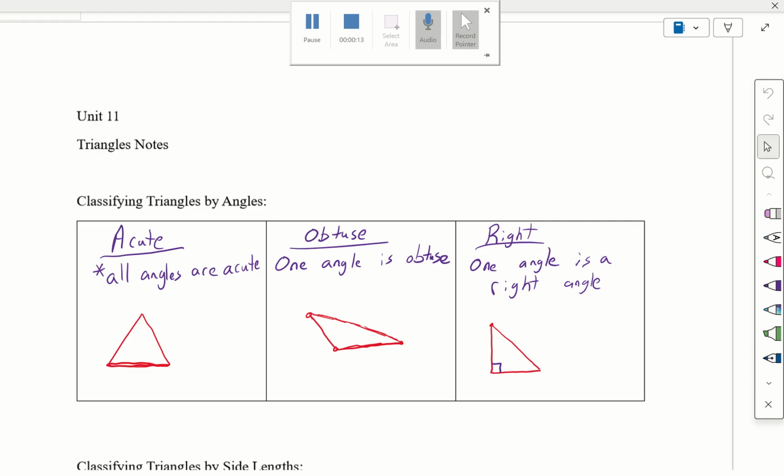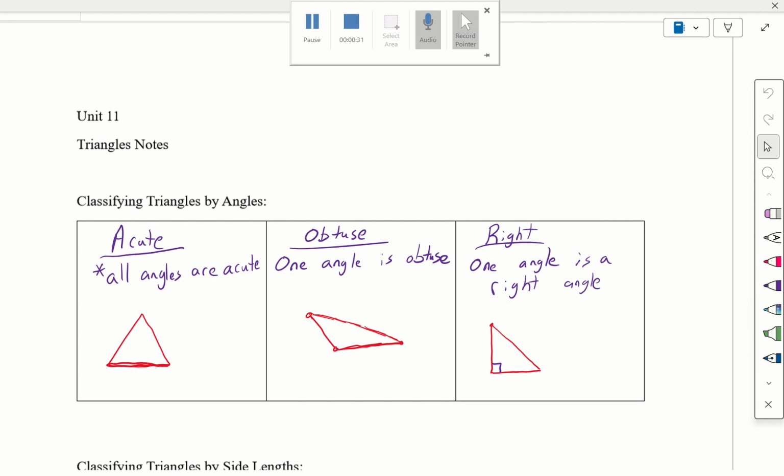I'm going to go through the Unit 11 triangle notes with you, so please pause the video as needed to complete parts of these notes, or if you just need to write some things, whatever it may be. So just pause as needed. Don't feel like this has to just roll continuously.